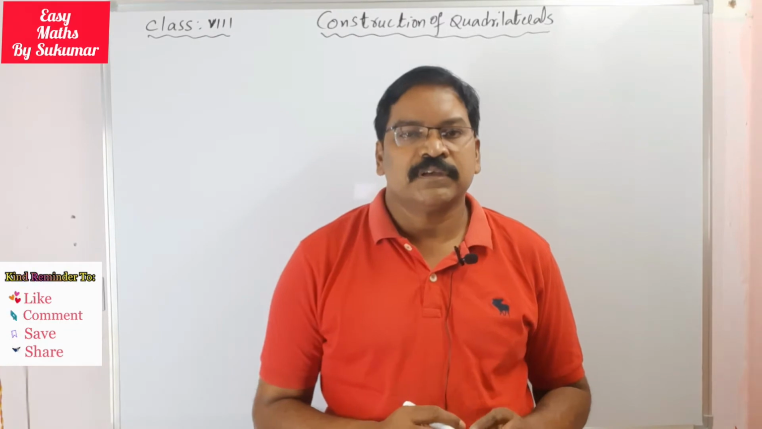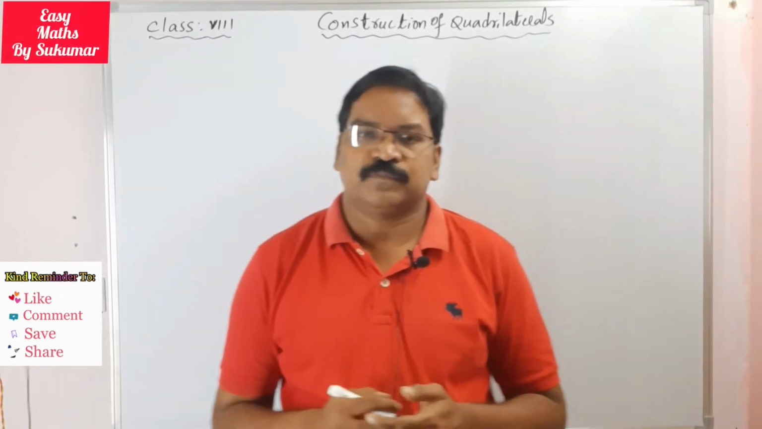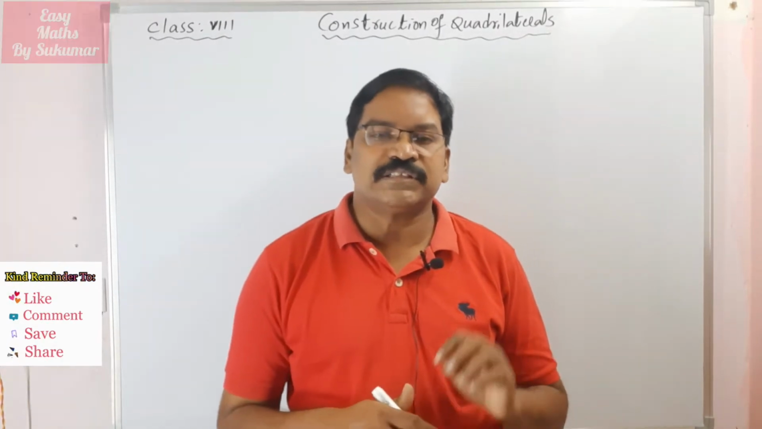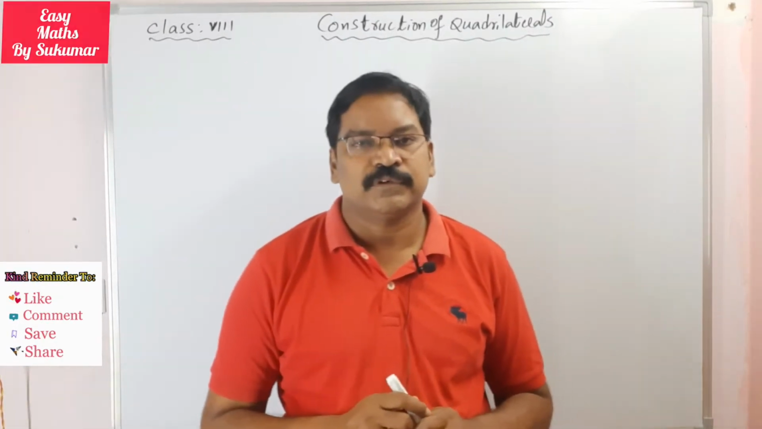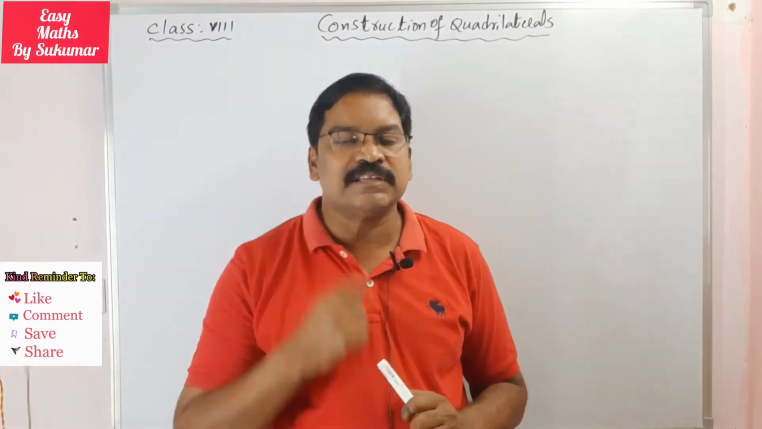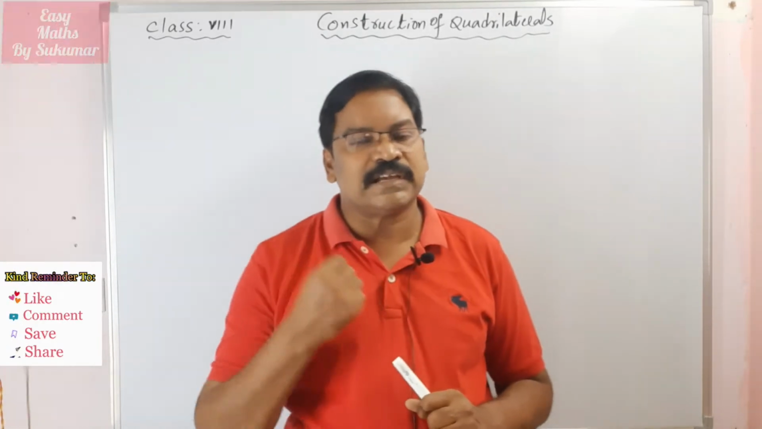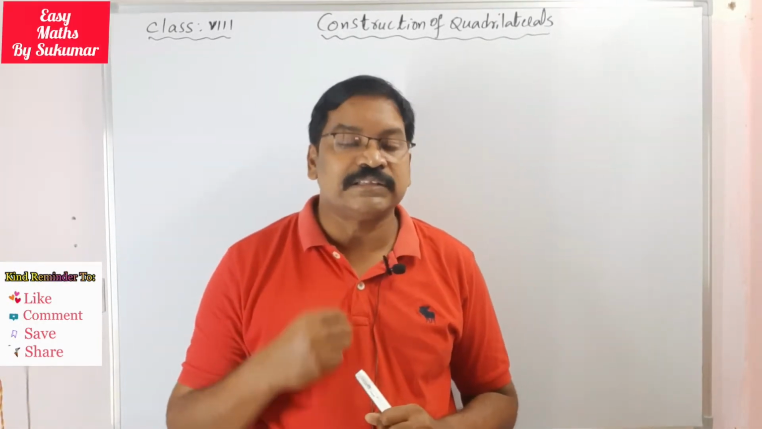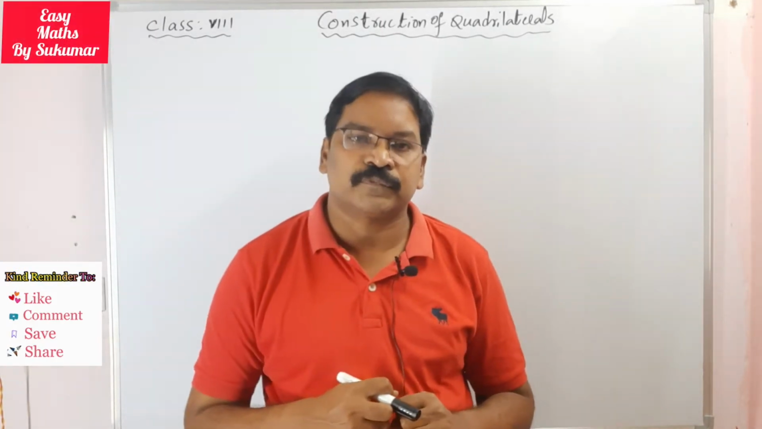Right. See, my dear students, you know what is a triangle? Triangle means it's a three-sided polygon. It's a polygon having three sides. There you will find in the triangle three sides, three vertices and three angles. That's why it is called a triangle.